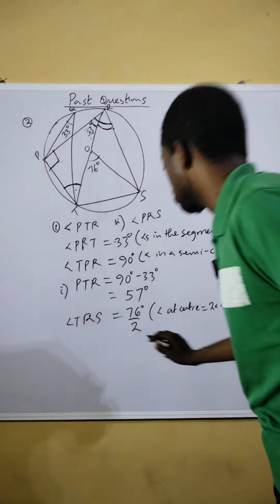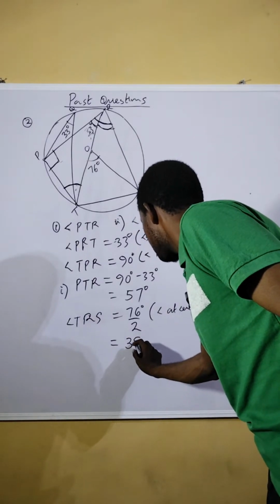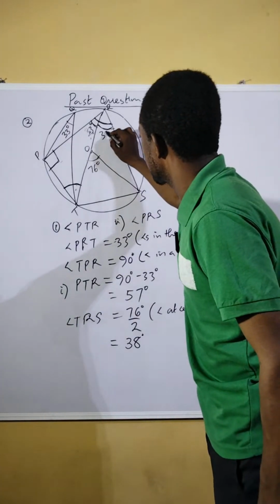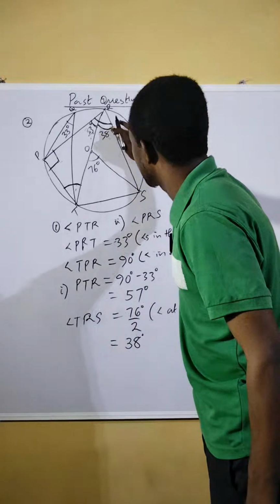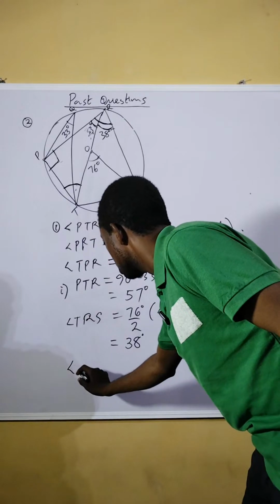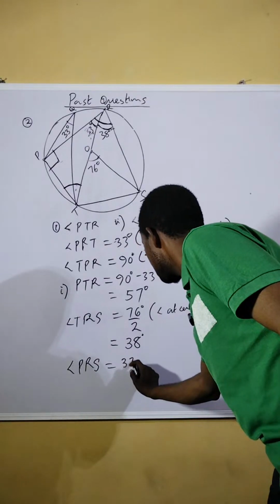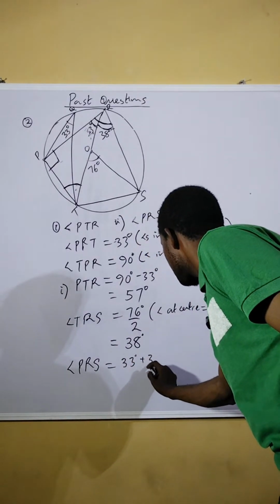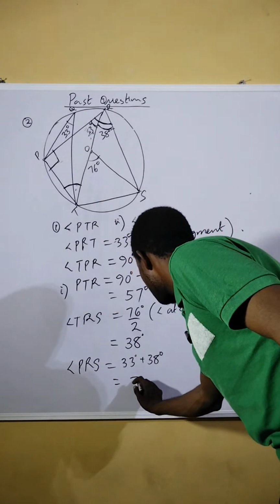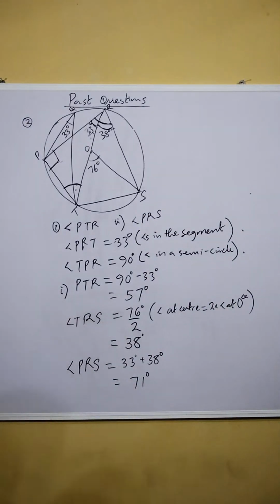And when we divide this by 2, this gives us 38 degrees. So that means here we have this angle at 38 degrees. Therefore, the total angle we are finding, which is angle PRS, is now equal to 33 degrees plus 38 degrees, which gives us 71 degrees. So that is that from there.